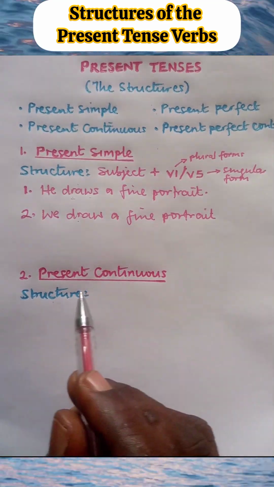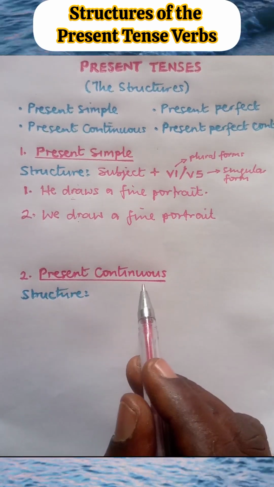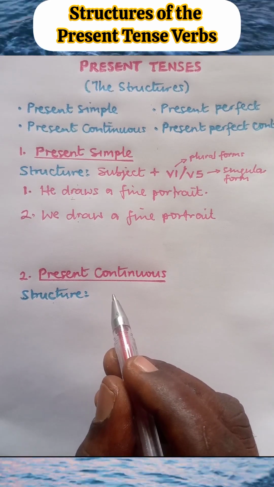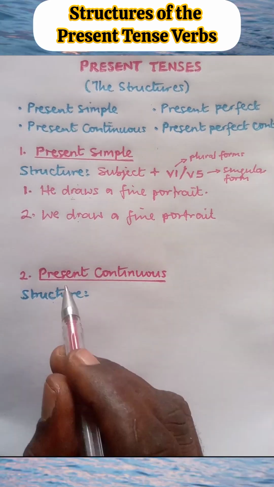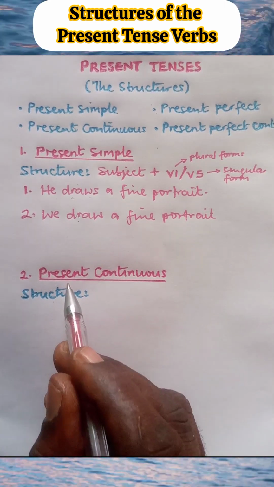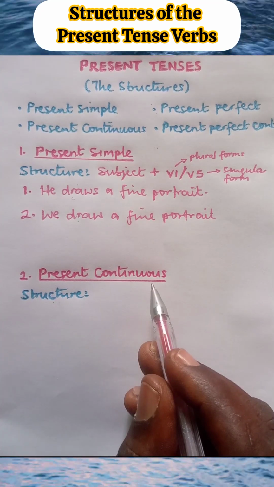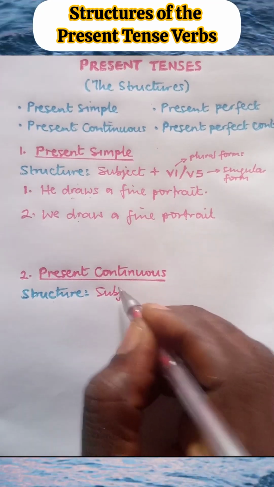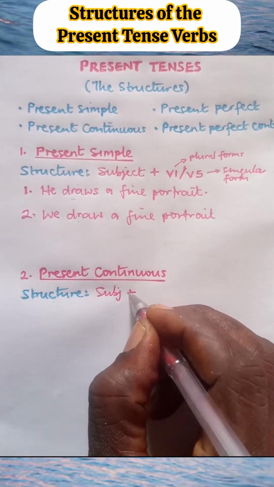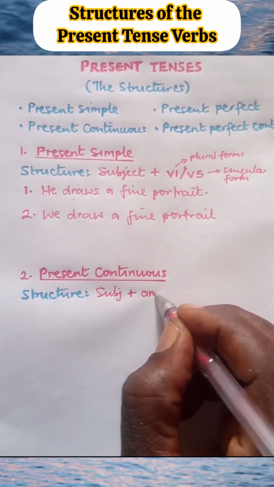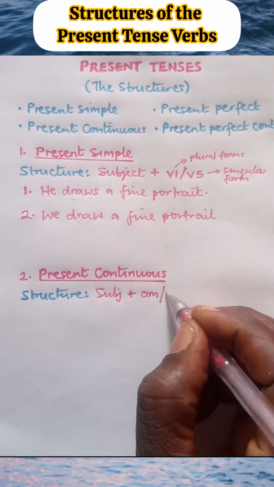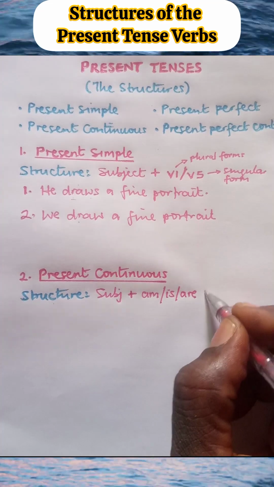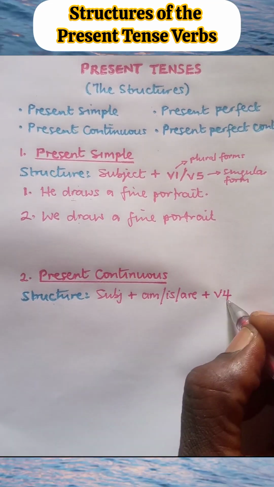Next, let us look at the structure of the present continuous tense verbs. In the present continuous, you will have a verb that represents present and another verb that represents continuous or progressiveness. Let's look at the structure. Of course, we have subject plus any of am, is, are, and then verb 4.